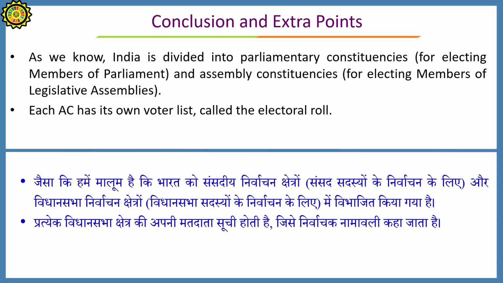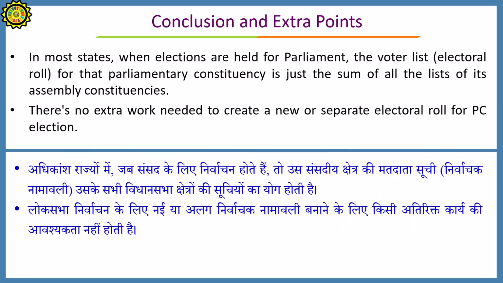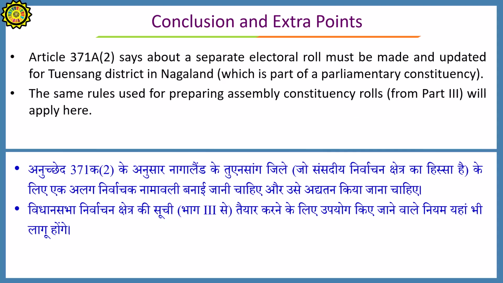As we know, India is divided into parliamentary constituencies for electing members of parliament and assembly constituencies for electing members of legislative assemblies. Each assembly constituency has its own voter list called the electoral roll. In most states, when elections are held for parliament, the electoral roll for that parliamentary constituency is just the sum of all the rolls of its assembly constituencies. There is no extra work needed to create a new or separate electoral roll for parliamentary election.